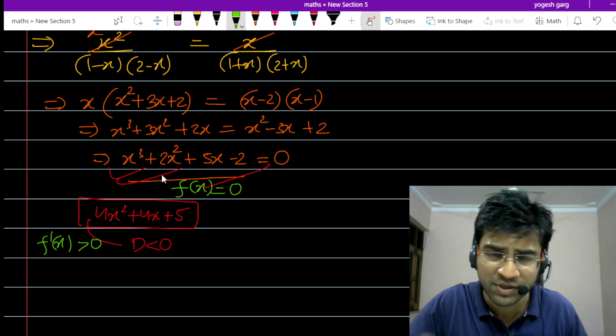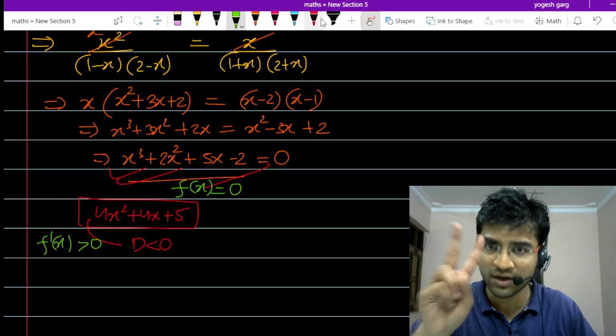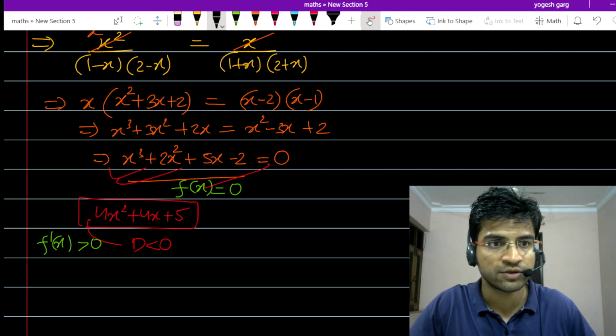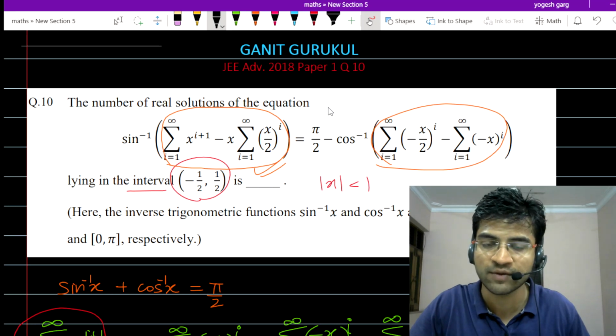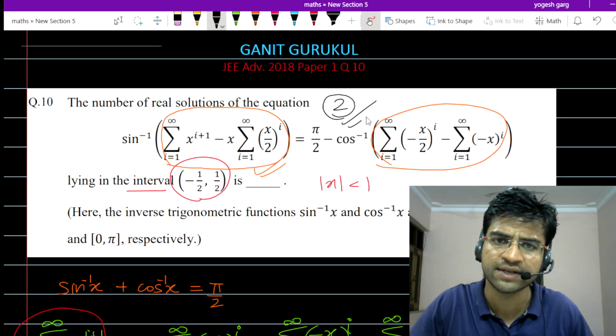This equation will give one root, and there will be another one for x is equal to 0. So there are two solutions for this. So the answer is, the number of real solutions of this equation is 2. This is the answer. Fine.